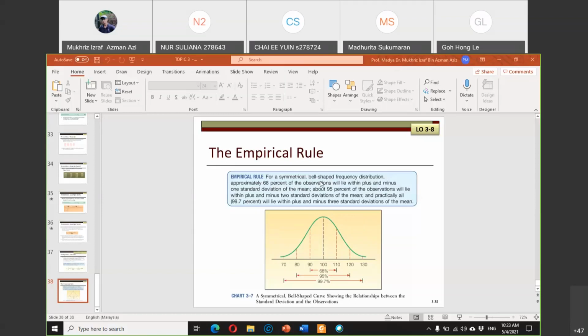For a symmetrical bell shape, symmetrical means the area on the left will be equal to the area on the right. So it looks like a bell. If you think logically, it is a symmetrical bell-shaped frequency distribution. So you have three most common percentages: 68%, 95%, and 99%, or almost all, more than 99%. So three: 68, 95, and 99. 68% is within plus minus 1 standard deviation. 95% is within plus minus 2 standard deviations. And 99% is within 3 standard deviations.